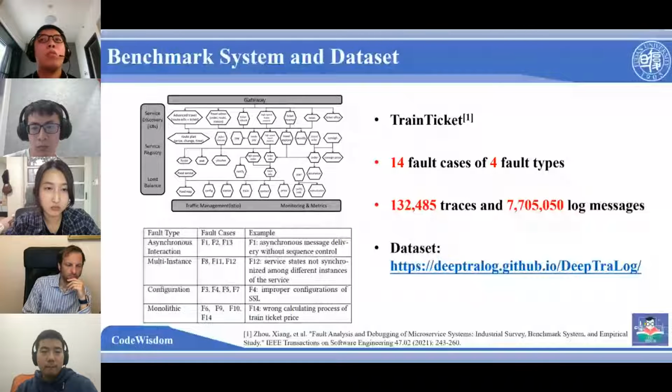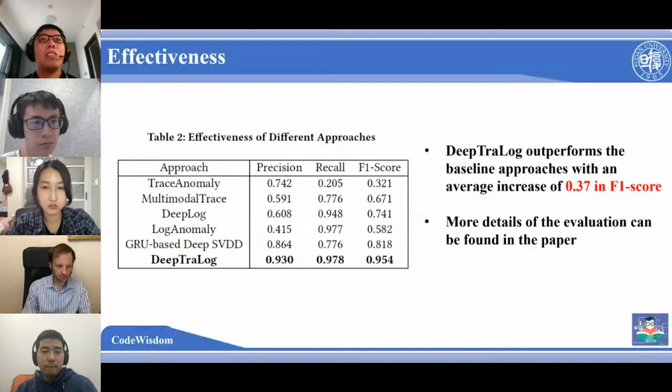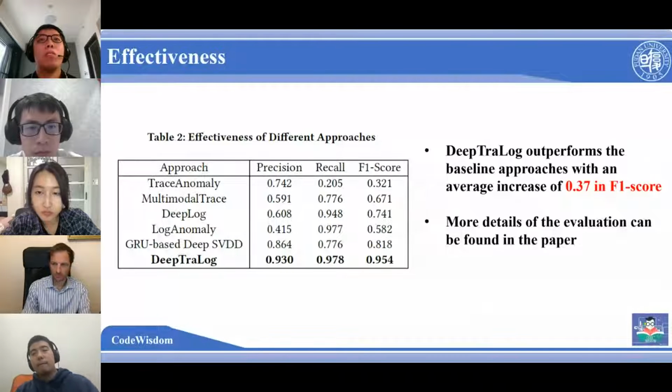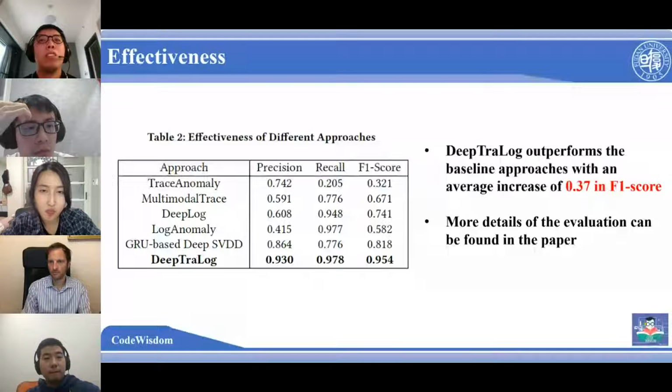And this table shows the effectiveness of DeepTraLog and other baseline approaches. We can find that DeepTraLog achieves a high precision and recall on our dataset, outperforming the baseline approaches, with an average increase of 0.37 in F1 score. And we also evaluate the efficiency and the impact of some key parameters of DeepTraLog. More details of the evaluation can be found in our paper.